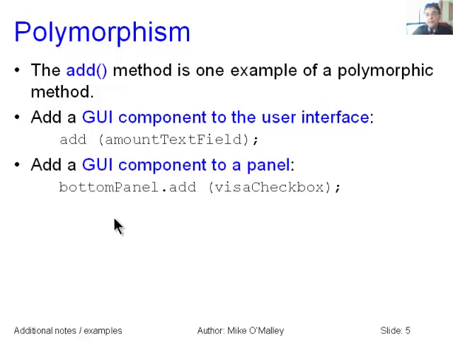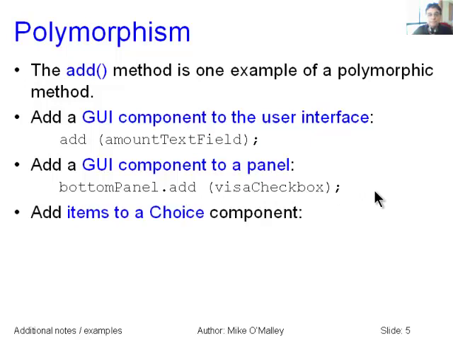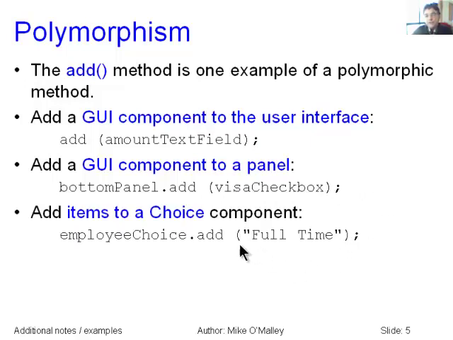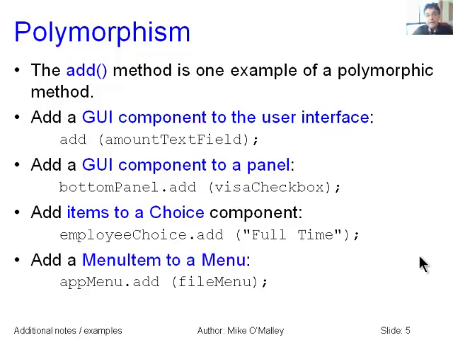You can add a GUI component to a panel, bottom panel.add, visa checkbox. That adds a checkbox to the panel. You can add items to a choice with the add method. So here we're adding a string to a drop-down or a choice component. And we can add menu items to menus, add file menu to the app menu, and so on. Okay, so these methods all have the same name, but which one is invoked depends on the context.